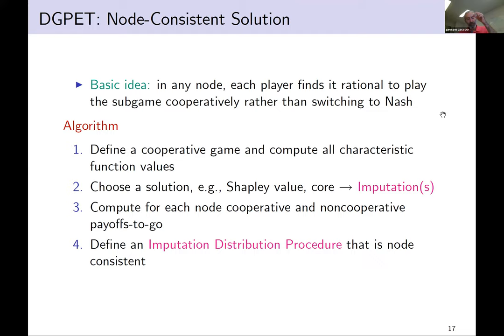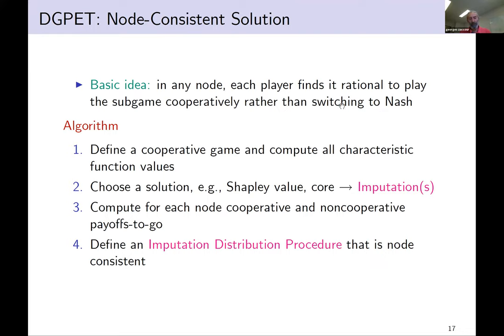So it means what? At any instant, any node, I will compare what I can get by continuing cooperation or switching to non-cooperation. If I find it better for me to continue cooperation, and it is the case for all players, it means that we were successful in implementing this node consistent solution.